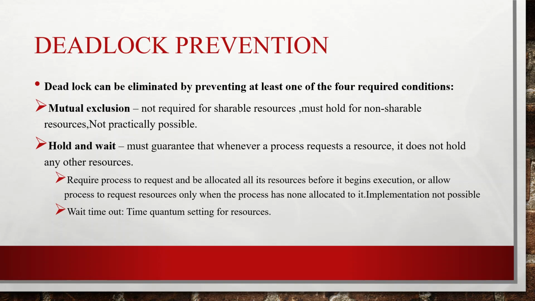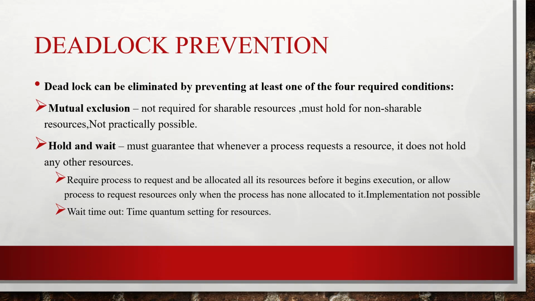These four conditions, that is these four situations, have to occur together, then only the deadlock situation is going to happen, right? So how can you prevent this deadlock? The first method is that if any one of these four required conditions is not satisfied, then you can eliminate or prevent the deadlock. So how can you prevent at least one of these conditions, that we are going to discuss. The first condition for occurring deadlock is mutual exclusion.